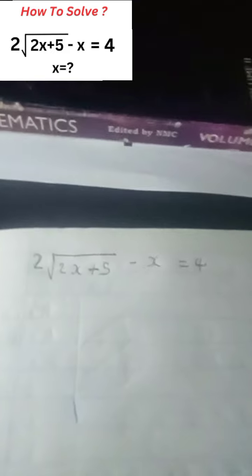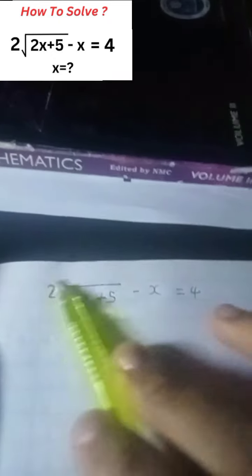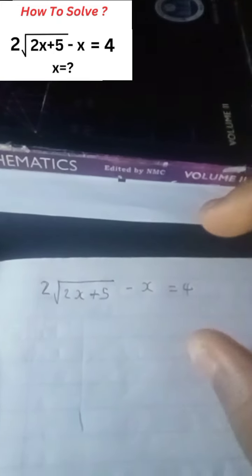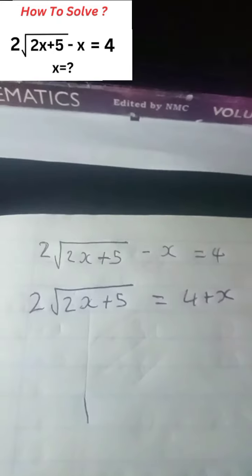Before attempting this kind of question, you first of all check what is hindering you from getting your solution. By the time we check the question, we can see that this is on its own, and this is on its own, but this term, the square root, is disturbing it. So we move everything that is not under the square root to one side.